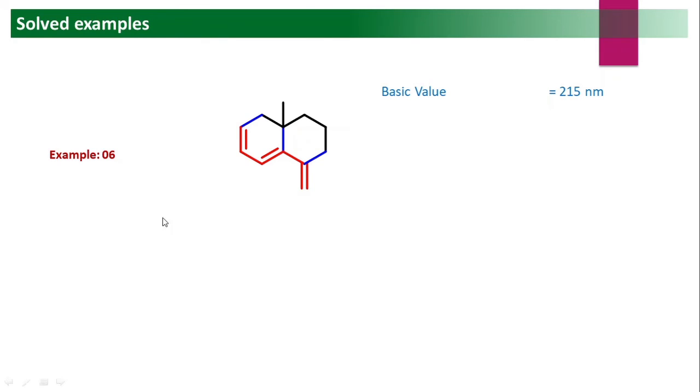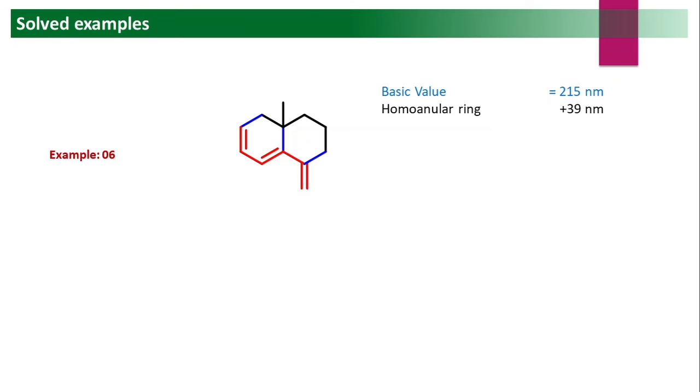Now these 2 double bonds are present in one ring, so that is called a homoannular system. For each homoannular system, we have to add 39 nanometer, because these 2 bonds are present in the same ring. Then we have to add 39.